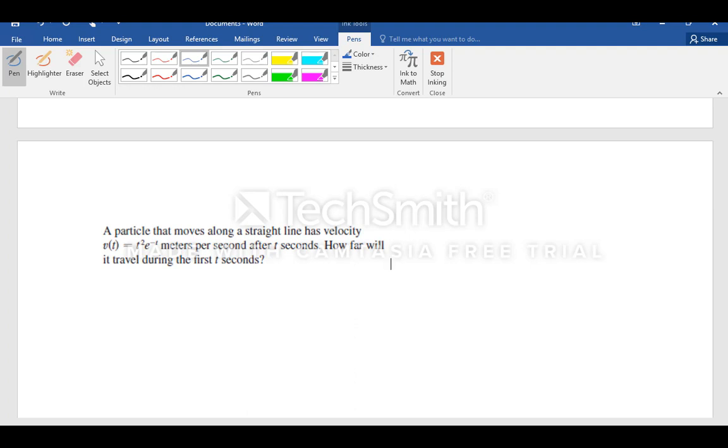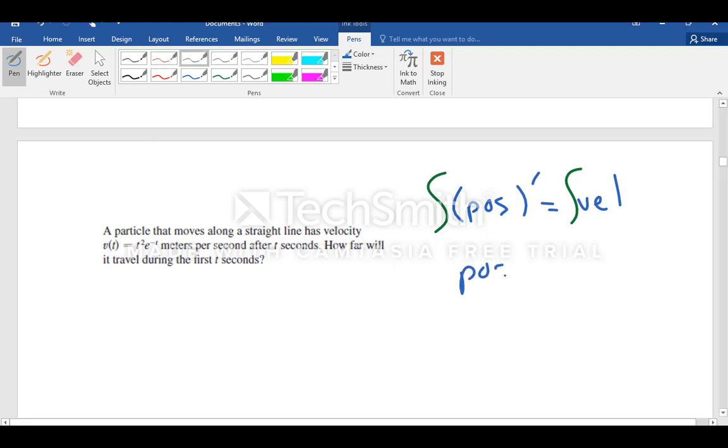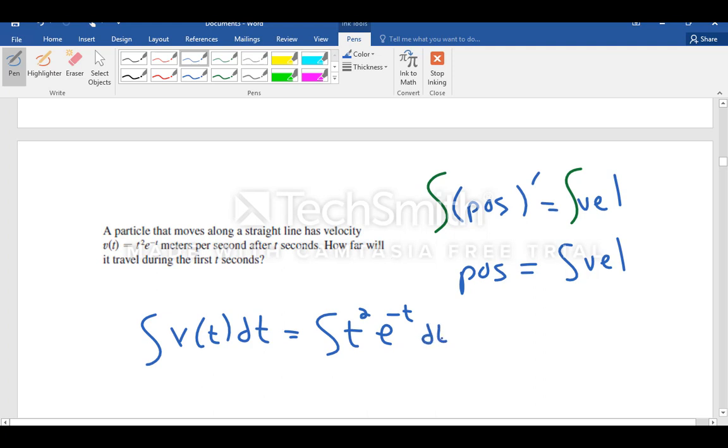Now, if we remember what we learned in a Calc 1 course, we have a relationship that the derivative of position is equal to velocity. So we're being asked how far it traveled; we're being asked for a position. To find position, we integrate both sides of our relationship, since the integral and the derivative are inverse processes. So position is found from integrating velocity, and therefore what we are integrating in this case is t squared e to the negative t dt.